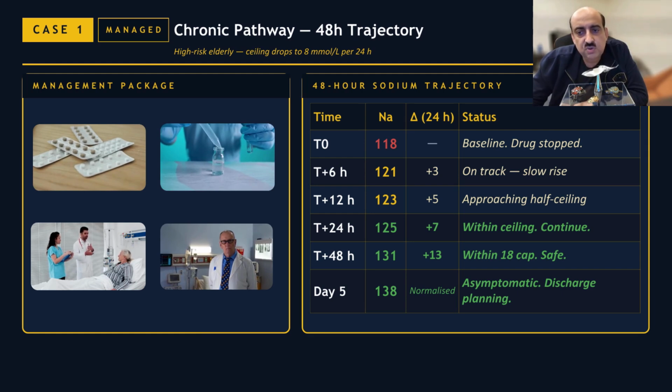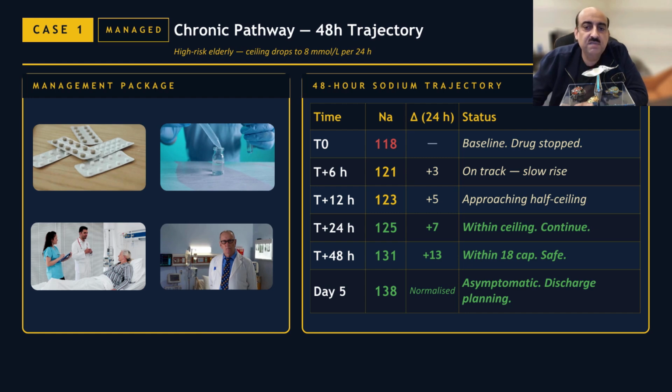At 6 hours, sodium is 121, a slow rise. At 12 hours, it is 123, nice, up to 5 millimole, so within the target range. At 24 hours, the rise is to 7, which has led to a serum sodium of 125, again within the ceiling. 6 to 8 is our target.